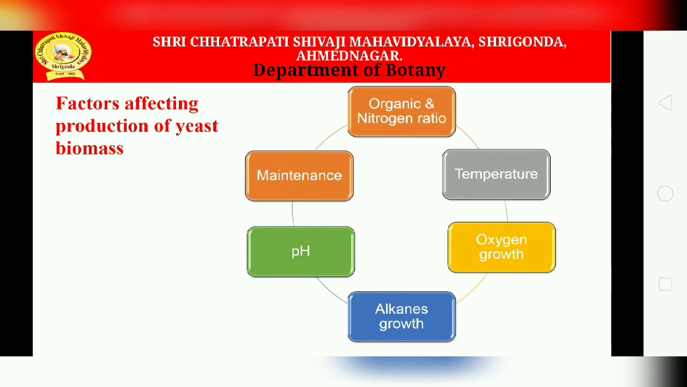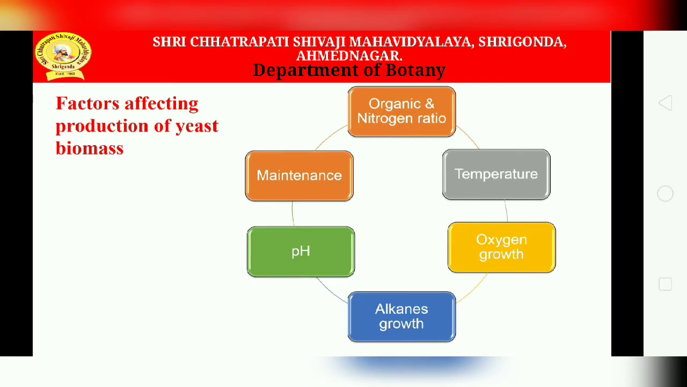Now, what are the factors affecting the production of the biomass? The organic substrate to nitrogen ratio, that is the C:N ratio, favoring high protein content should be between 7:1 and 10:1. The pH of the nutrient should be about 3.5 to 4.5 for minimum growth of bacterial contaminants. The temperature of the fermenter should be 34 degrees Celsius, or for some strains 40 to 45 degrees Celsius.